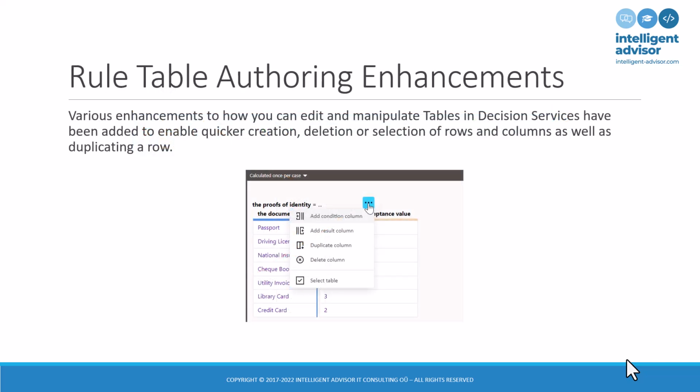The second item is an improvement to how we work with decision services in the web authoring interface. Specifically, we now have a whole bunch of extra options when working with tables. As you can see, we can add condition columns, result columns, which we already had, but now we can duplicate columns and we can delete columns. And incidentally, in case you're going to ask me, yes, you can also duplicate rows and you can delete rows much more easily. So it's just an addition of supplementary items in the ellipsis menu to help you do things more quickly with rule tables.